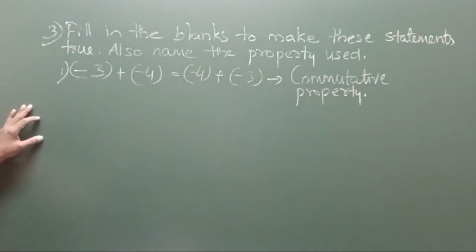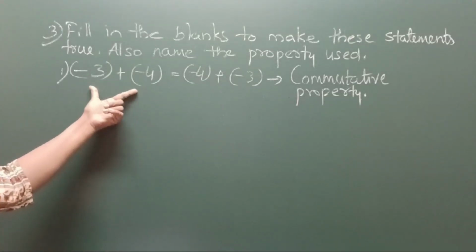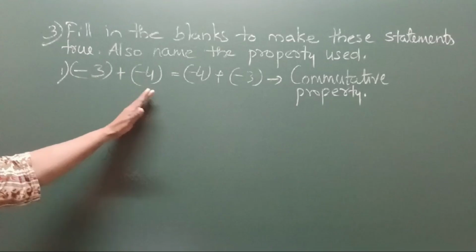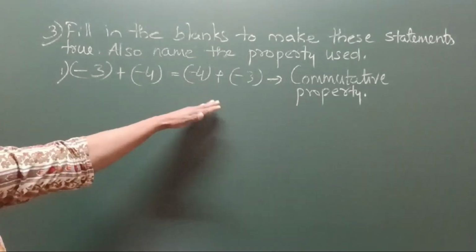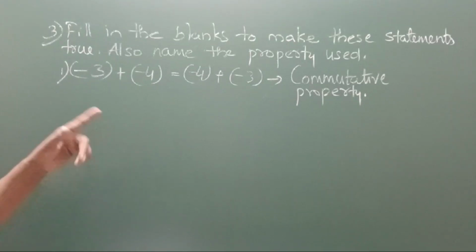Once again, we have learned the properties of addition of integers. First one is closure property. Second one is commutative property. What is commutative property? Two integers can be added in any order. So these two integers, minus 3 plus minus 4, we can add in this way also, minus 4 plus minus 3. That is called commutative property. So I have written the commutative property.